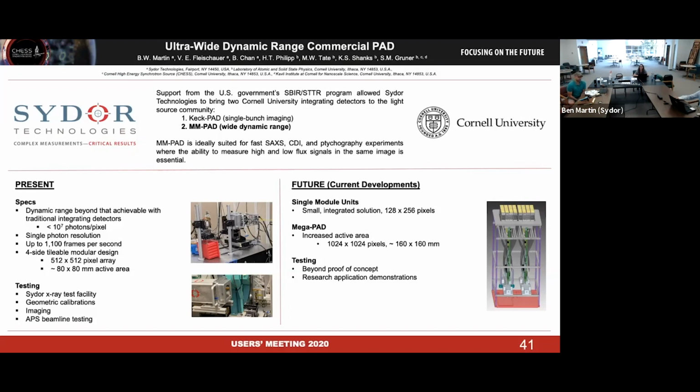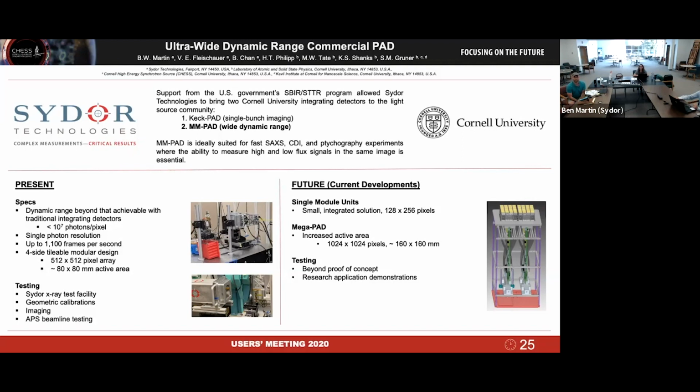As the light sources get better, the detectors need to keep pace, and have not to date. So I'm going to be talking about where we currently are with the detector system, its features, and performance metrics, and then where we're going with the technology and what's next, what we're currently working on.